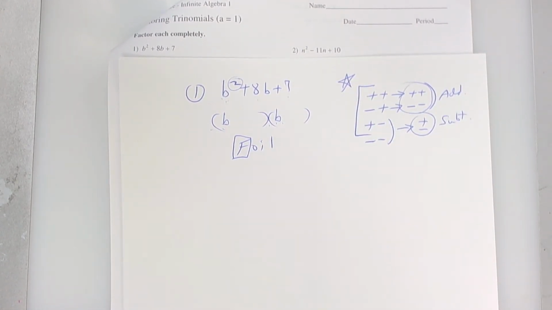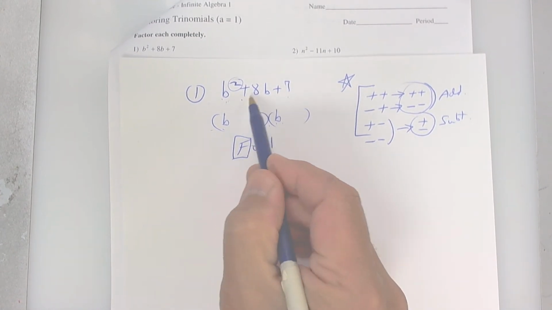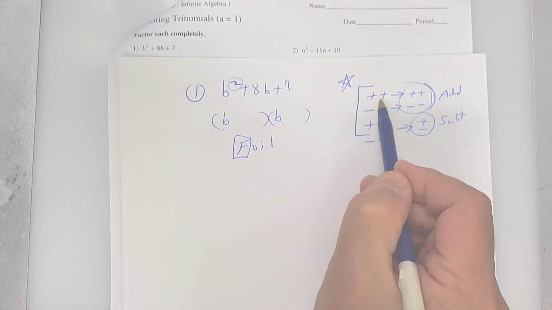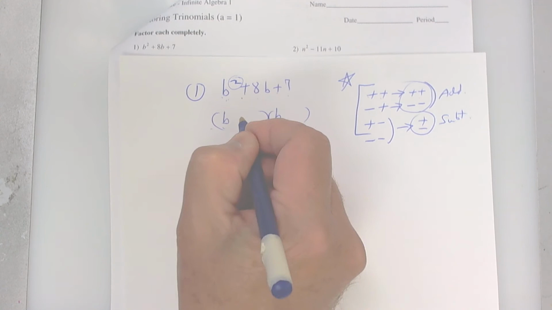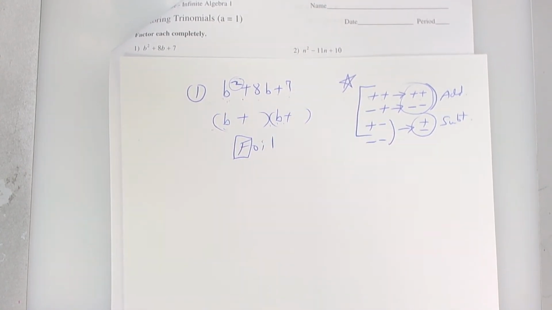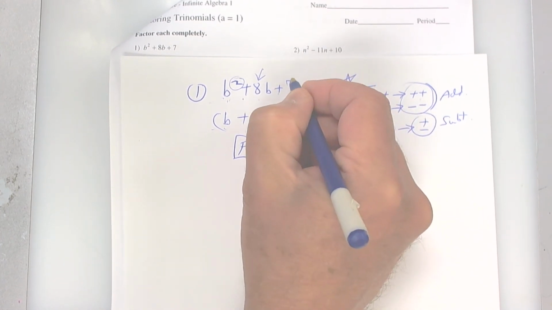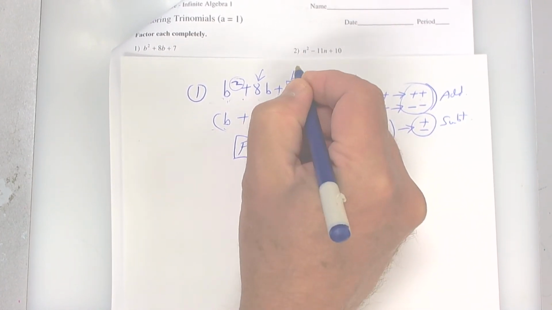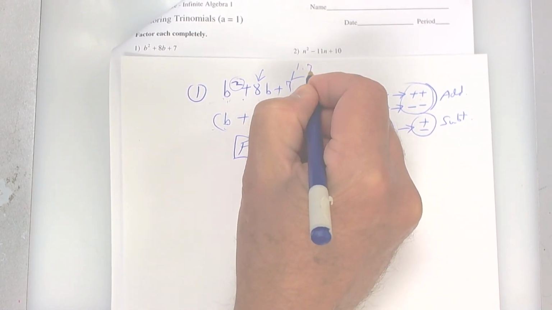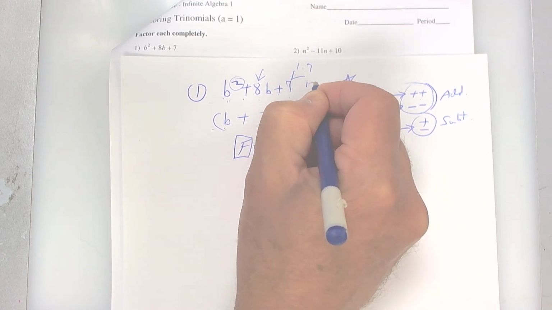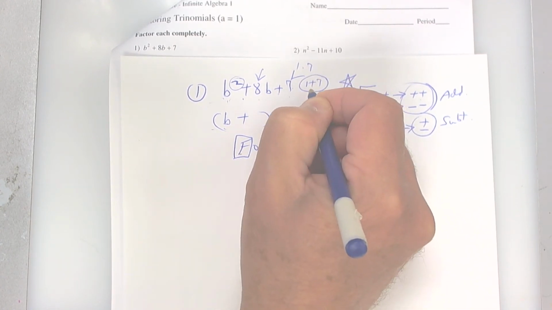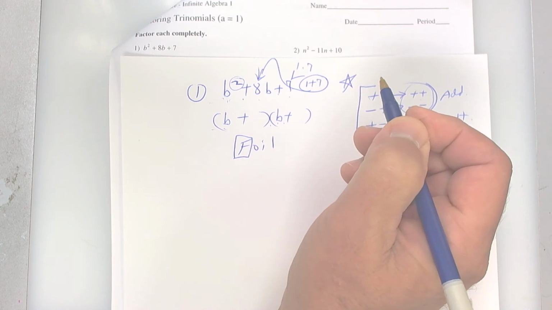Now, look at the chart. This is a plus and a plus. A plus and a plus is going to yield a plus and a plus. So put that in there. A plus and a plus, you're going to be adding to get the middle term, which is 8. So the only thing with 7 is 1 times 7. And 1 plus 7 is 8. It has to add up to give you that middle term.